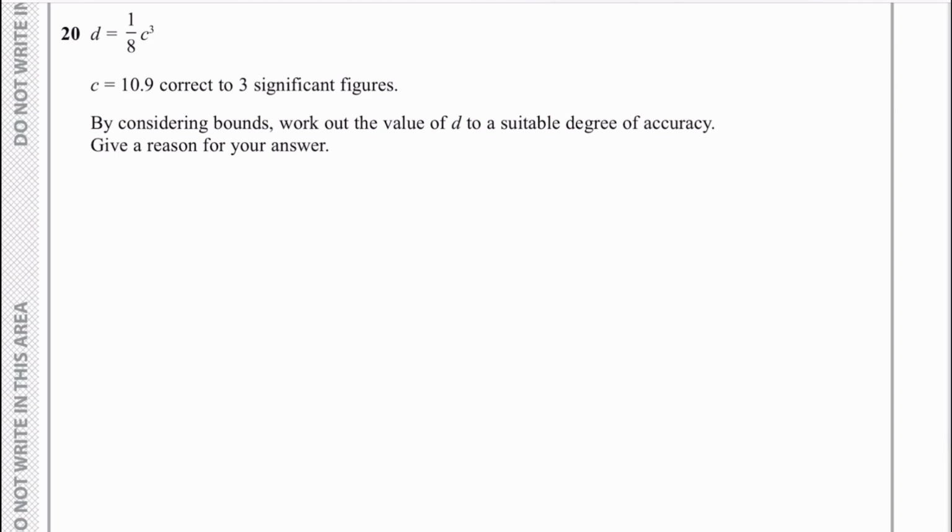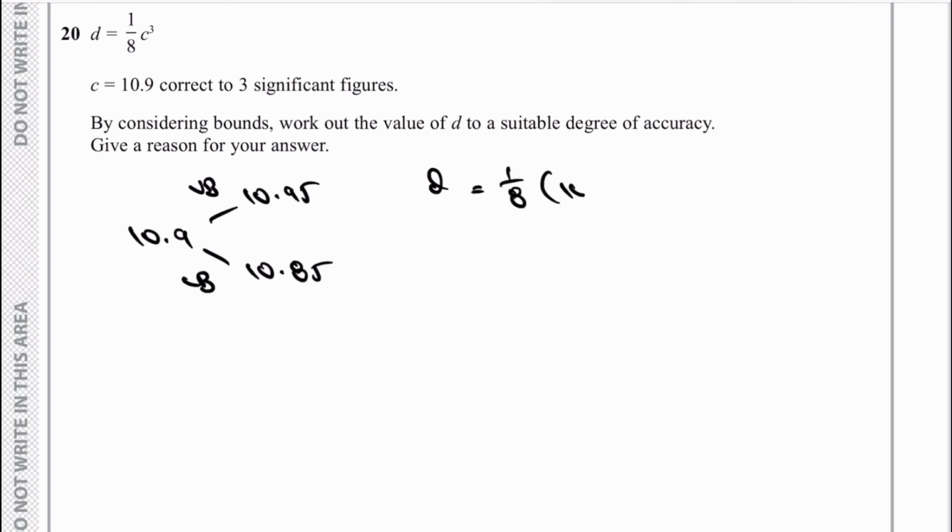So we're told that C is 10.9 correct to three significant figures. So let's just have a look at that for a minute. So 10.9 to three significant figures means that the lower bound is going to be 10.85 and the upper bound is going to be 10.95, and then really it's just a case of using those two numbers in our formula to get an answer.